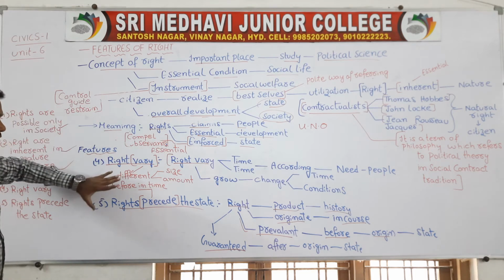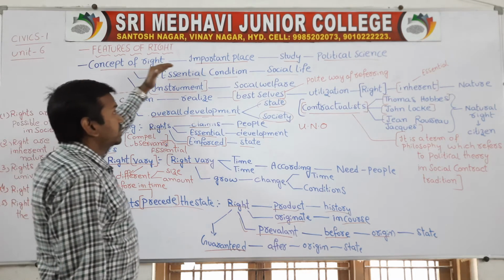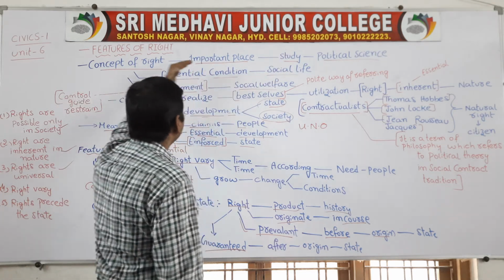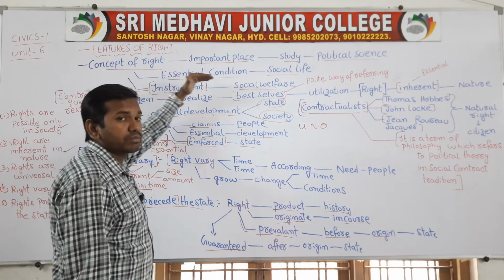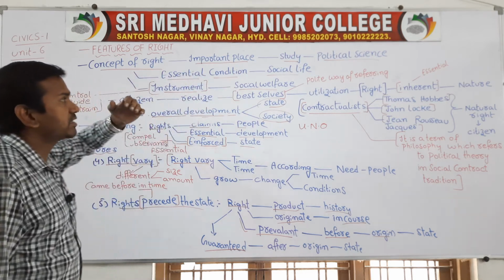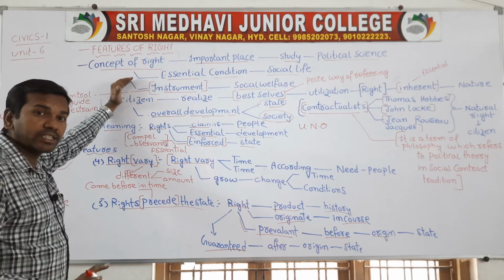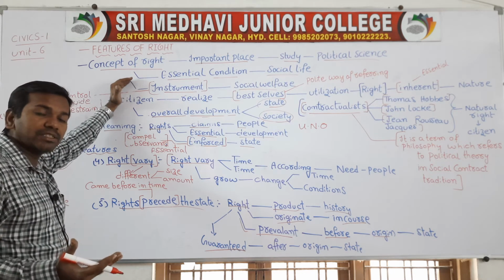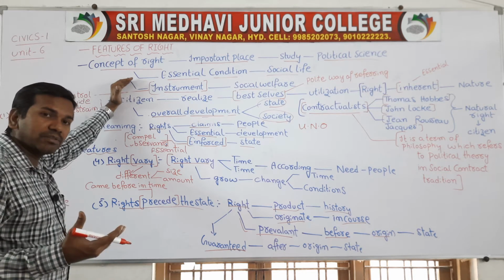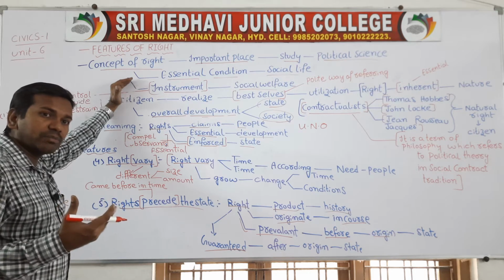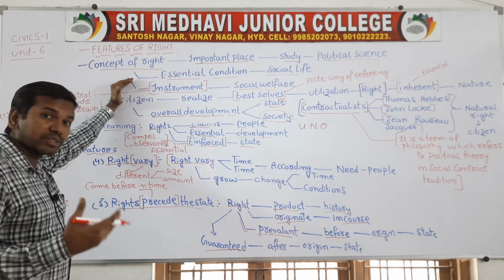So, what have we studied in these two points? First, the concept of rights. This is a very important place in the study of political science. The concept of rights is a very essential feature of social life, an essential condition in the society. Without rights, the citizens cannot develop. That is why, in social life, when citizens want to enjoy their rights, it is very important that citizens should get these rights.